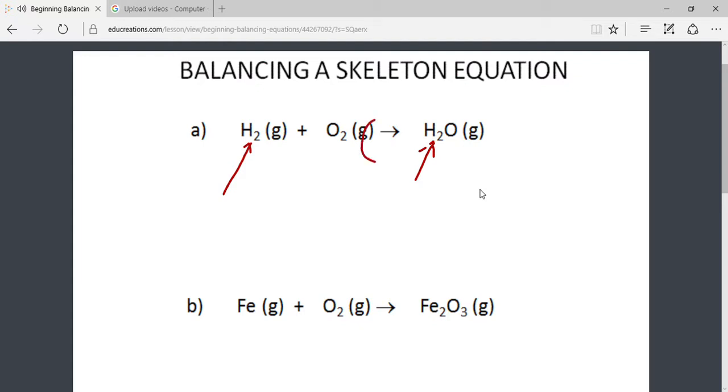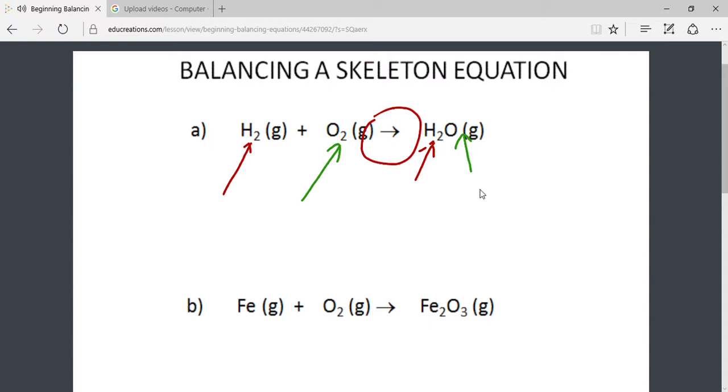Recall that the reaction arrow separates the reactants from the products of a chemical equation. Therefore, the hydrogen atoms of this chemical equation are already balanced. However, when looking at the oxygen atoms, you can see there are 2 atoms of oxygen on the reactant side, but only 1 atom of oxygen on the product side. Therefore, the oxygen atoms are not balanced in this chemical reaction.